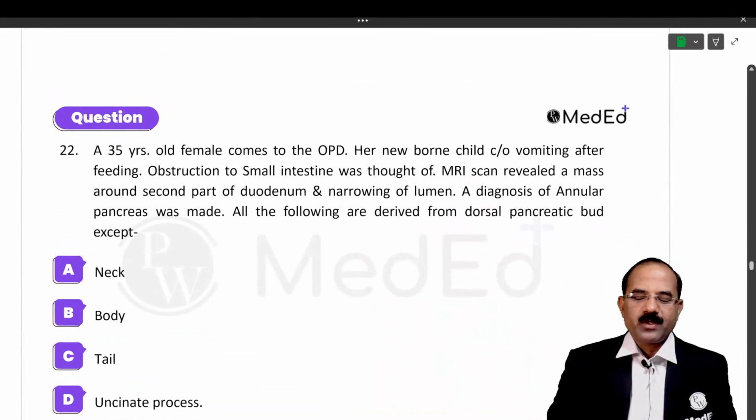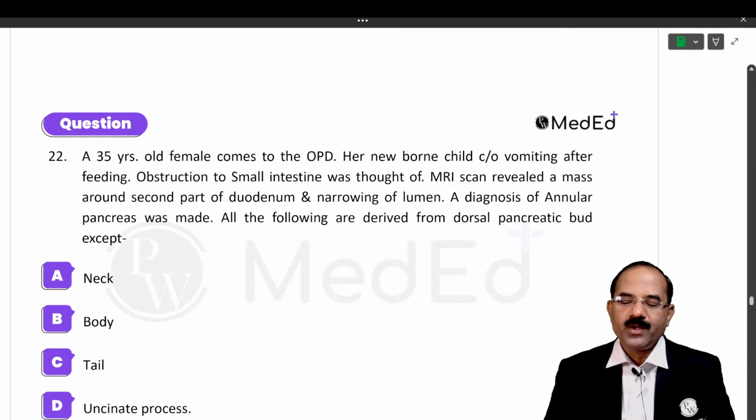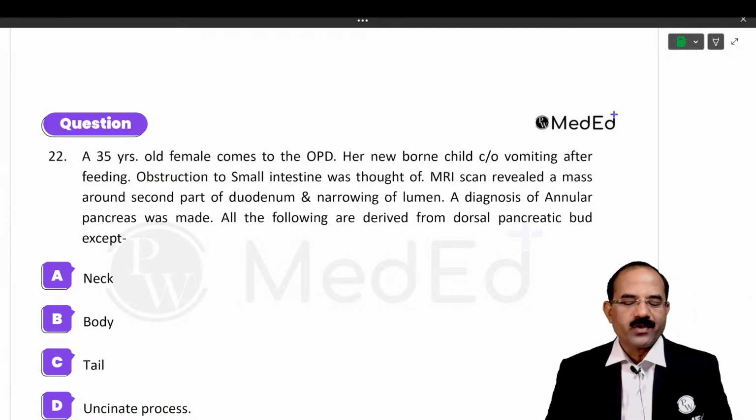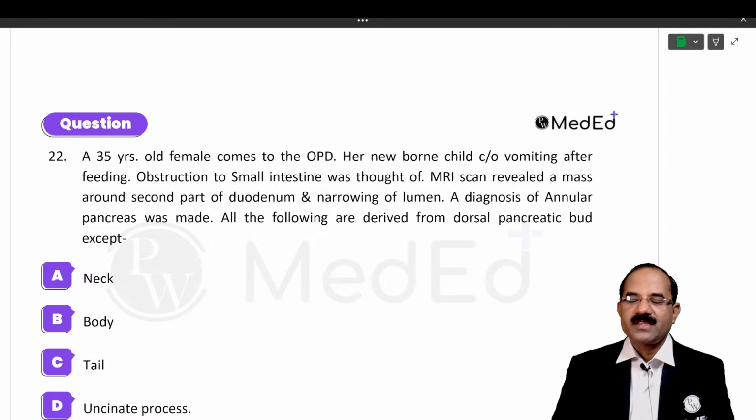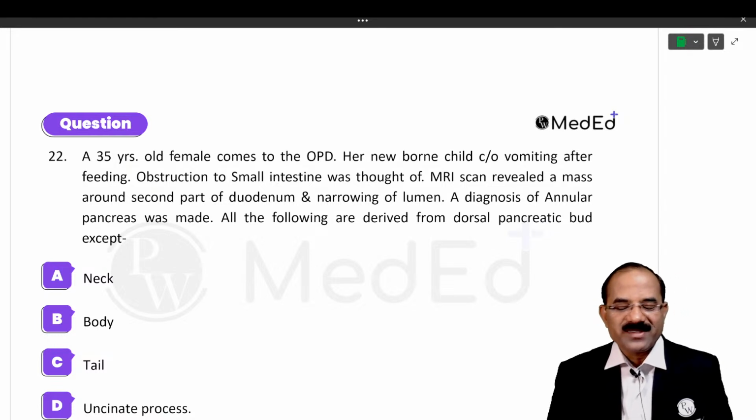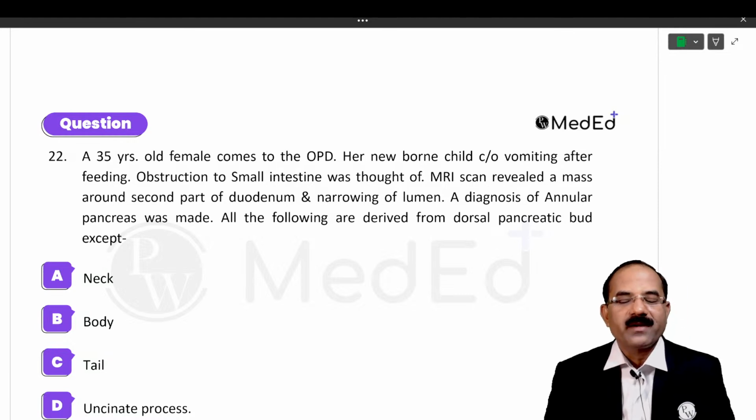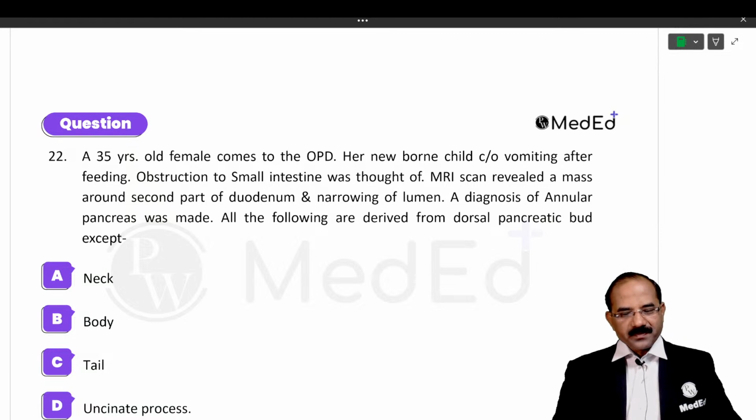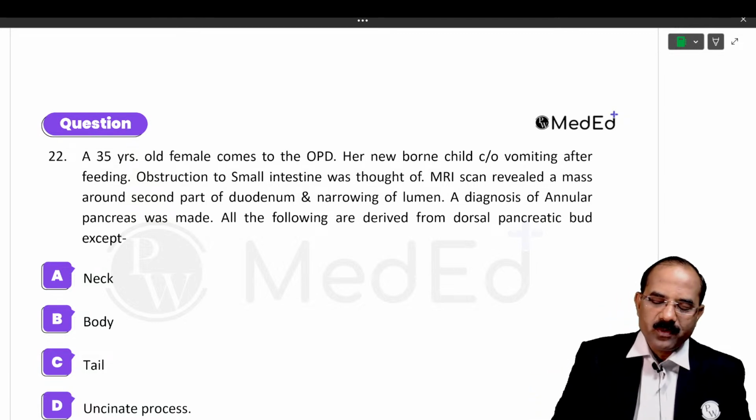Come on students, can you answer this? A 35 year old female comes to the OPD. Her newborn child complains of vomiting after feeding. Obstruction of the small intestine was suspected. An MRI scan revealed a mass around the second part of the duodenum and narrowing of the lumen. A diagnosis of annular pancreas was made. All the following are derived from the dorsal pancreatic bud except. Any guesses? Dorsal and ventral pancreatic bud.